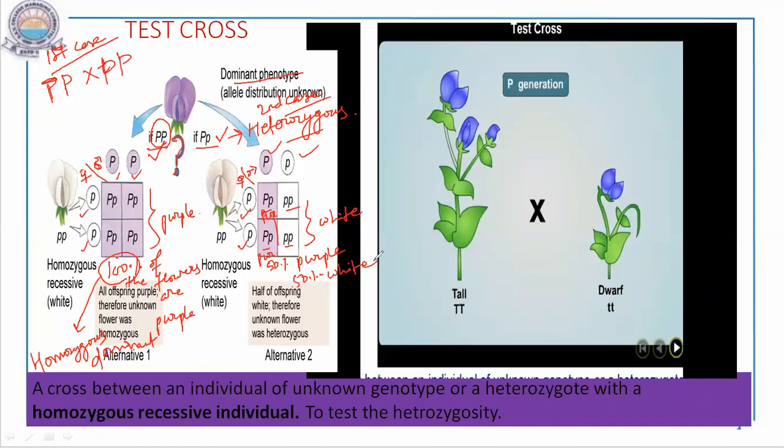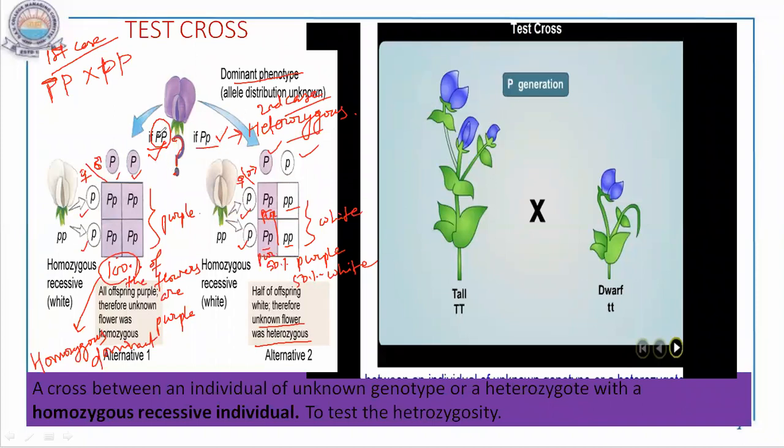Yes, ma'am. Got it? Clear? So that means half of the offspring are white, half of the offspring are purple. Therefore, the conclusion will be that the unknown flower was heterozygous. Could you follow? See, already I said this is my assumption.